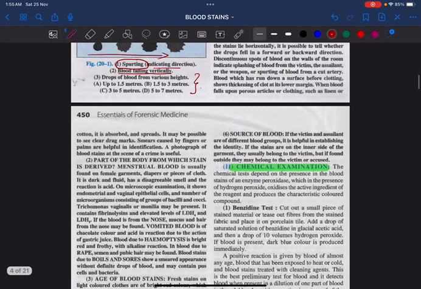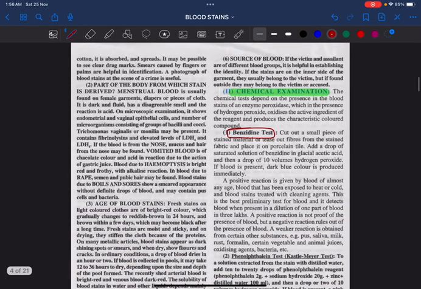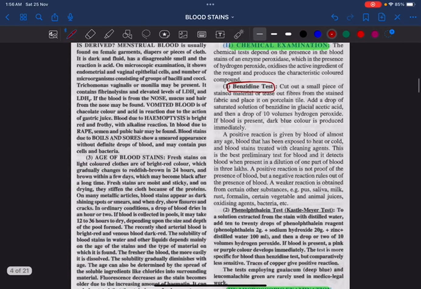Once that is done, let us go for the chemical examination. There are specific names for the tests we use for chemical examination of the bloodstain. Just remember the name of the test and what the reagent is. Just one or two points, that's enough. Number one is called the benzidine test, which is actually obsolete now. That means we are not using this test now. Here we use benzidine reagent, and if blood is present, a dark blue color will be produced.